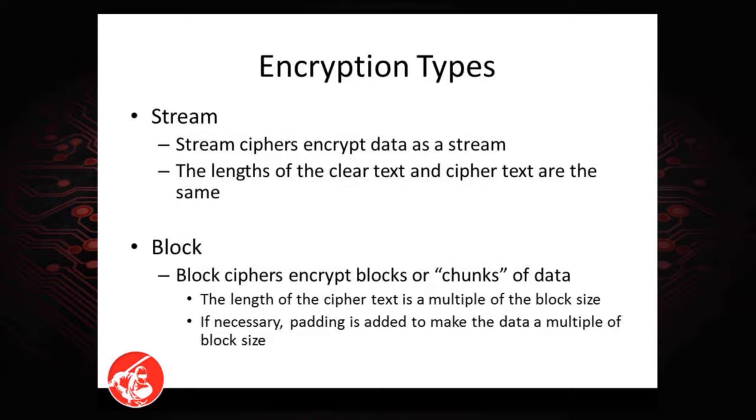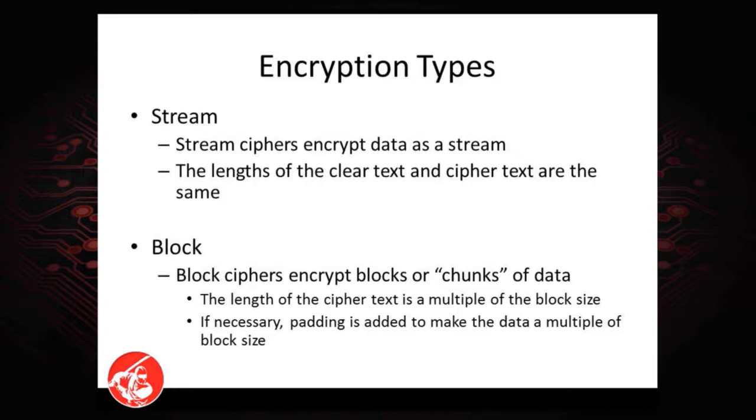Here we've got some types of encryption. We have a stream cipher and we have a block cipher. In a stream cipher, it encrypts the data as a stream. The key note here is the length of the clear text and the ciphertext are the same. So that means if we take the clear text and the ciphertext, we possibly can get the key because the key length will be a derivative of the clear text and ciphertext. In block ciphers, we encrypt blocks or chunks of data at a time. This is mainly to avoid an actual problem with stream ciphers. The length of the ciphertext is a multiple of the block size. If necessary, we add padding to make the data a multiple of the block size.